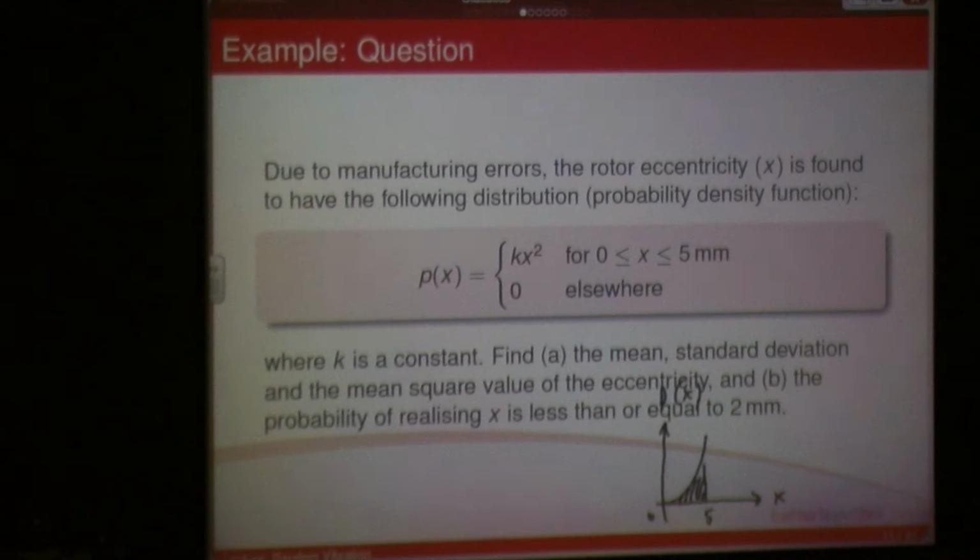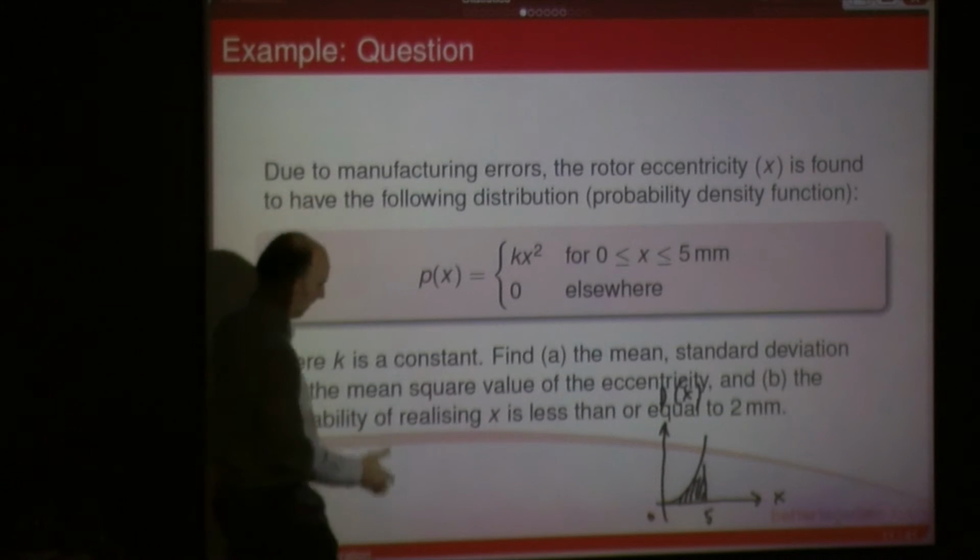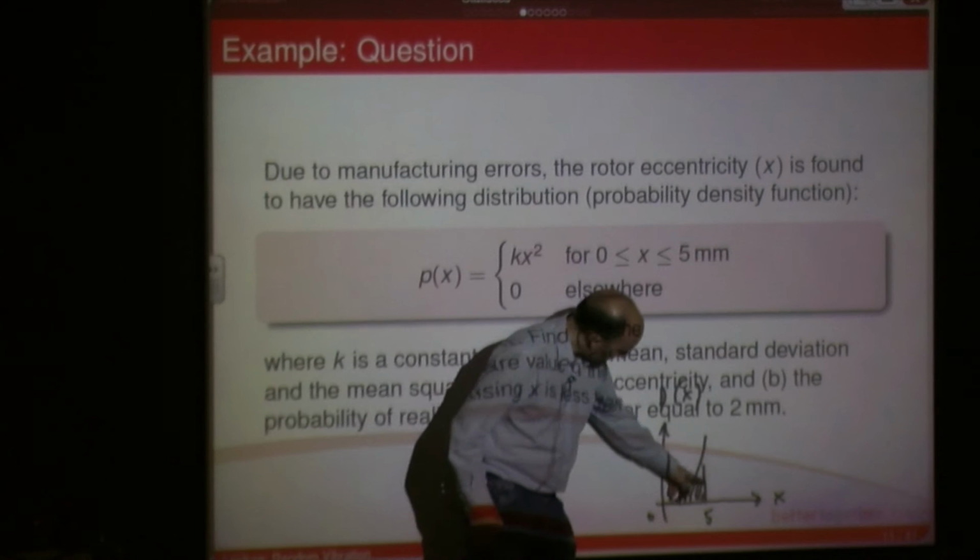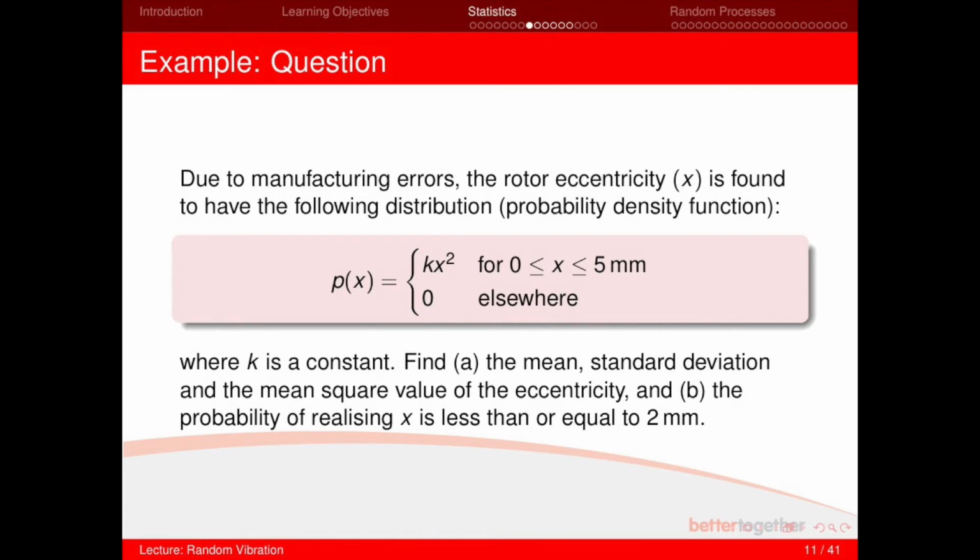So if that's 5 and that's 0, then this is my probability distribution function. And the integral of this between 0 and 5 is going to be 1. So the chance of me making a rotor with an eccentricity between 0 and 5 is 100%. That could be due to the limit of the machine, that I can't make it more than 5 millimeters out of zinc. K is a constant, and first off, we've got to find k. We have to find the mean, the standard deviation, and the mean square value of the eccentricity, and B, the probability of realizing that x is less than or equal to 2 millimeters.